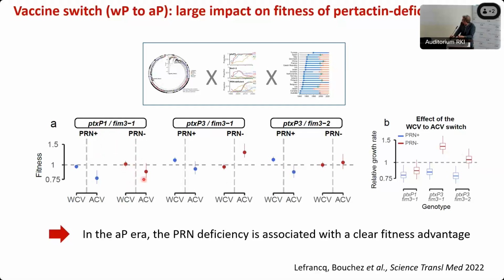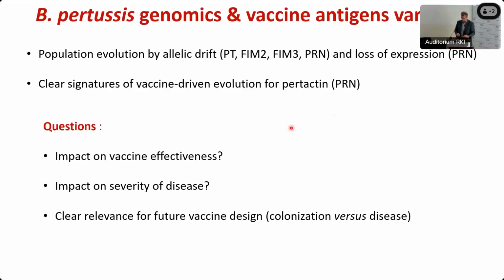But if you are PRN negative, there is also a disadvantage here, but here a strong advantage in this genotypic background. And here we summarize on the right the different relative fitness of being pertactin positive or negative according to the vaccine era. And you see here a big jump in fitness for pertactin negatives in the FIM3-1 background. So that's quite impressive, and we have very big fitness differences between these different genotypes, especially if pertactin is present or absent. And as you can see, the effect is different according to the vaccine era. Okay, so I guess I have shown you that the population evolution of Bordetella pertussis occurred by allelic drift.